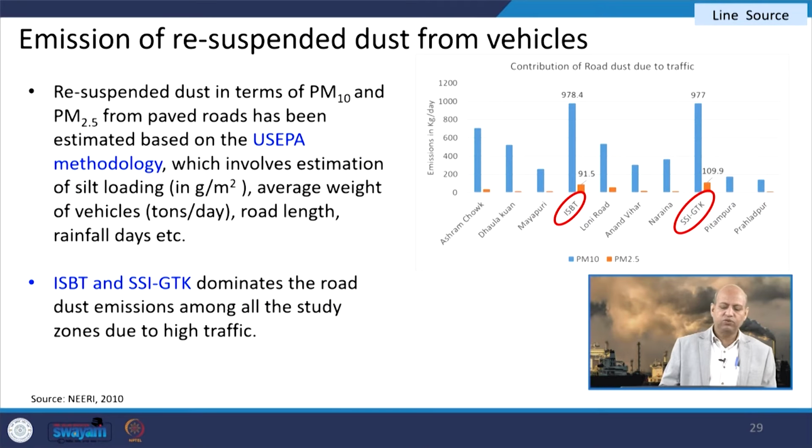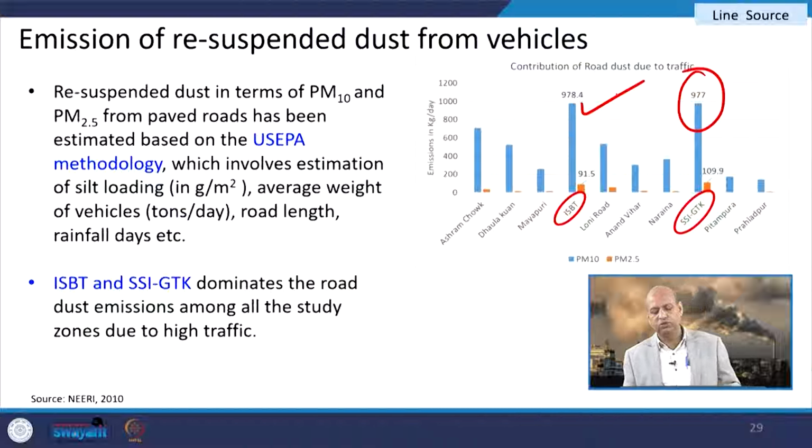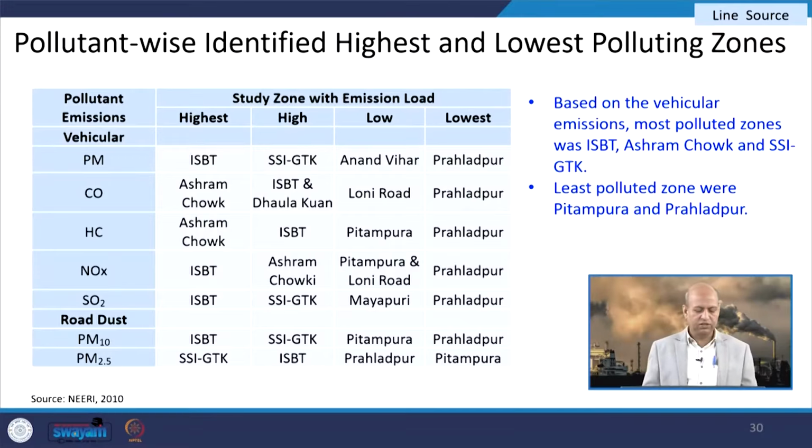Well, then when we talk about resuspended dust, it has been estimated that near ISBT, because a lot of vehicles are there, the main bus depot is there, and then the bus terminal, and then the small scale industry, this Grand Trunk Road also has a lot of contribution of road dust because of resuspension. So these are basically two locations where a lot of dust suspension has been there.